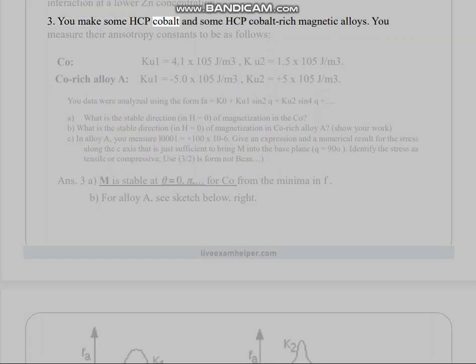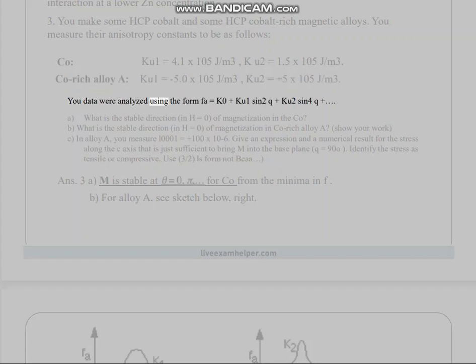3. You make some HCP cobalt and some HCP cobalt-rich magnetic alloys. You measure their anisotropy constants to be as follows. Co: Ku1 is equal to 4.1 times 10^5 J/m3, Ku2 is equal to 1.5 times 10^5 J/m3. Co-rich alloy A: Ku1 equals -5.0 times 10^5 J/m3, Ku2 equals plus 5 times 10^5 J/m3.